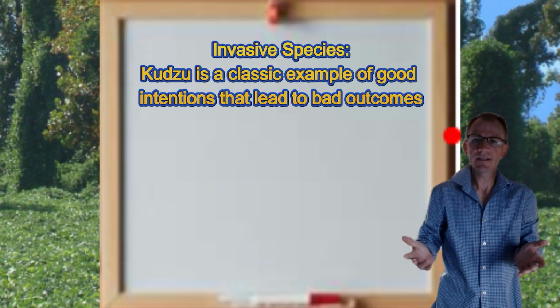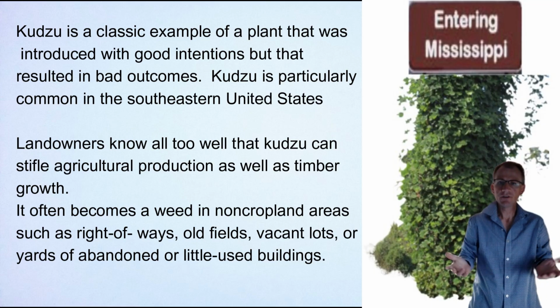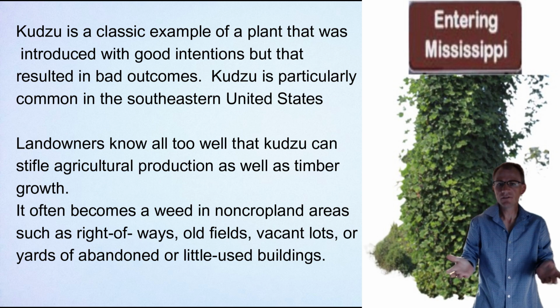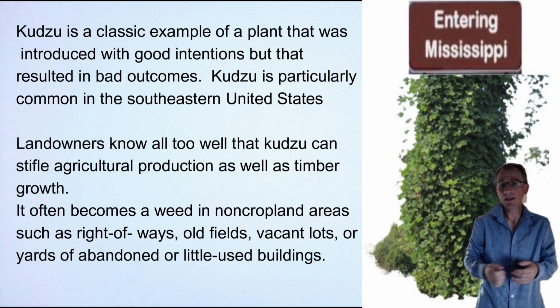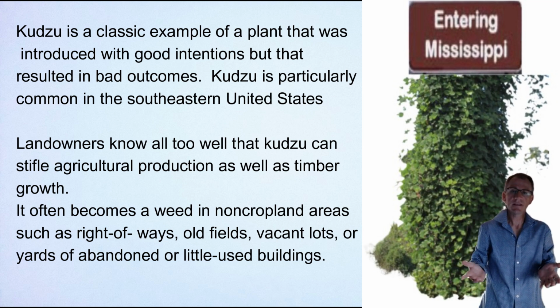Kudzu is a classic example of a plant that was introduced with good intentions, but that resulted in bad outcomes. Kudzu is particularly common in the southeastern United States. Landowners know all too well that kudzu can stifle agricultural production as well as timber growth. It often becomes a weed in non-cropland areas, such as rights-of-way, old fields, vacant lots, or yards of abandoned or little-used buildings. Now this is an invasive species I can attest to firsthand.